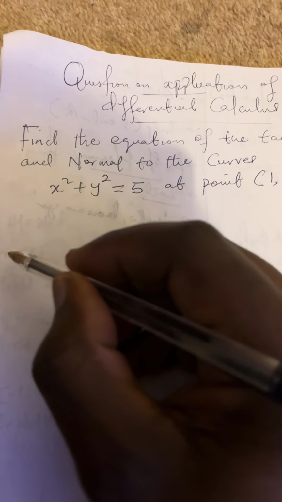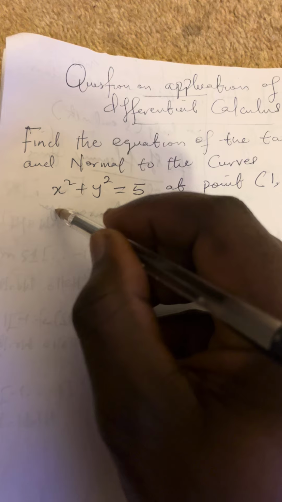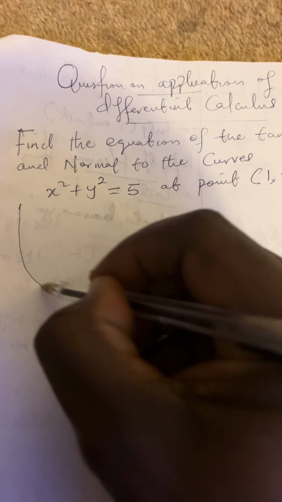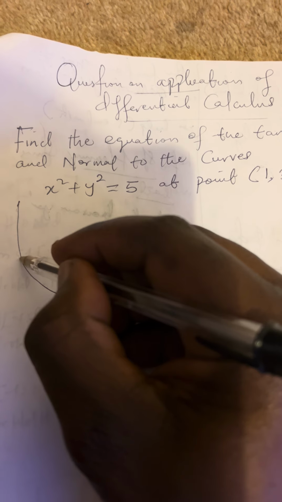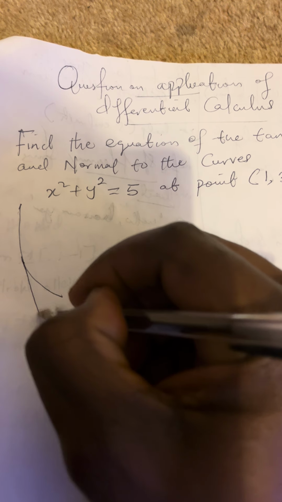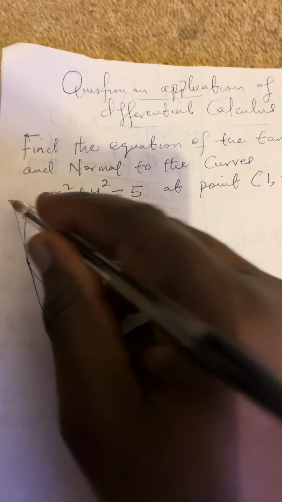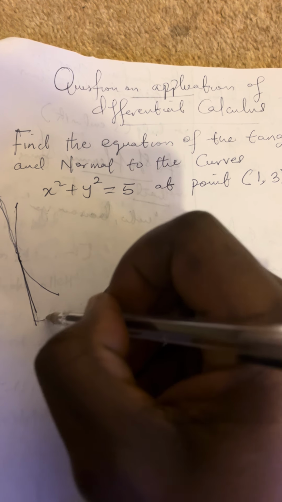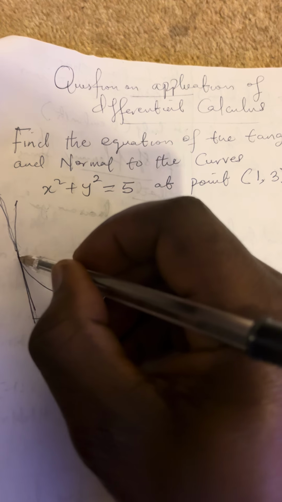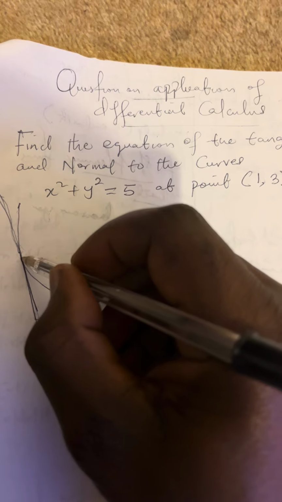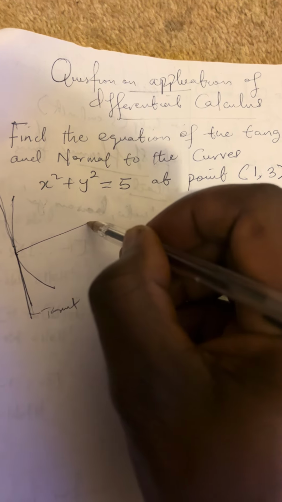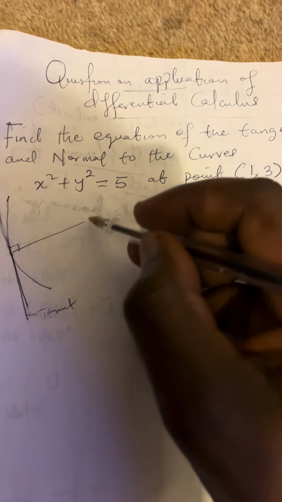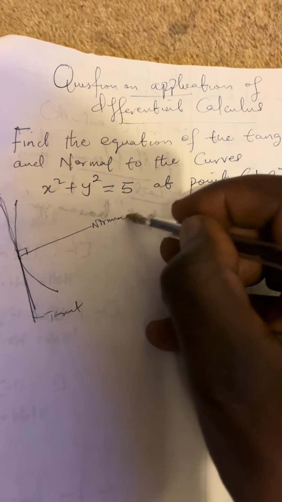What are we saying? If you have, for example, a curve like this, let's say this is a curve, a tangent is a line that meets the curve at a certain point. Don't mind my drawing. So this line is known as the tangent, while the line perpendicular to the tangent, this is what we call the normal. So let's solve this question right away.